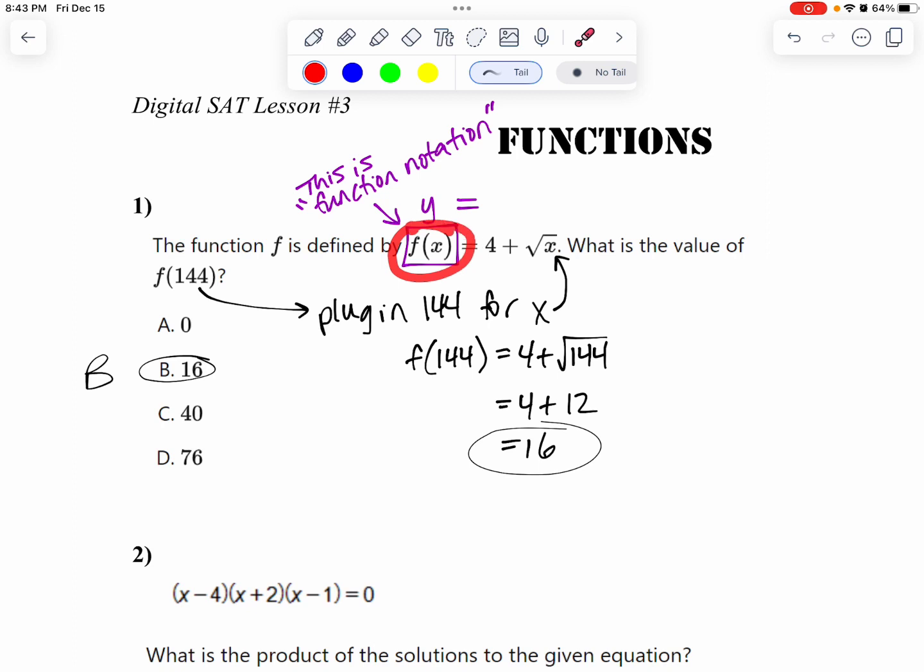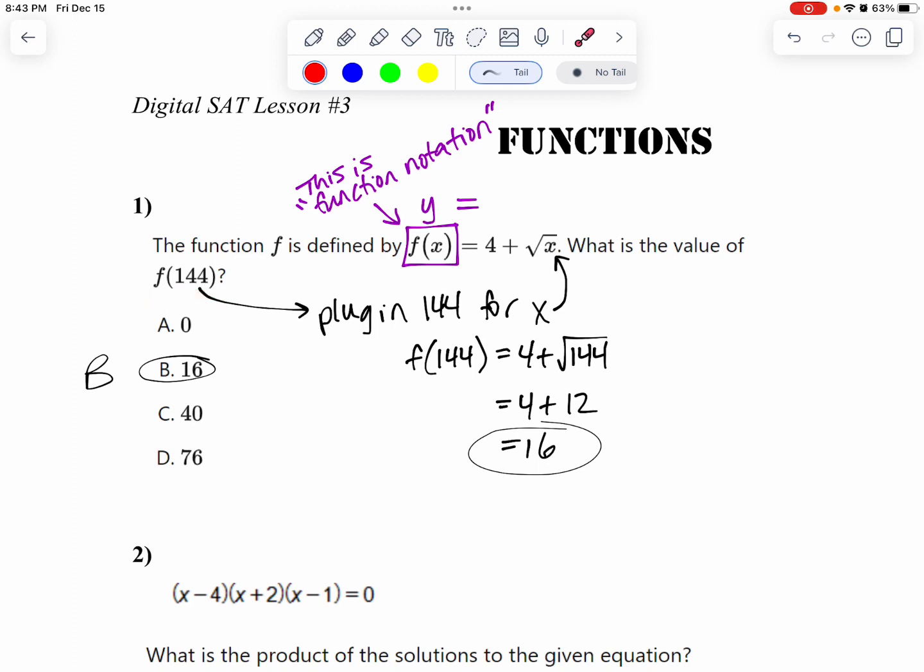We've got f of x. What I want to remind you here is that this is just function notation. The way you read this is f of x. The f means function. This is a function, and I'm using the variable x in it. As you know, sometimes you see f of a, which means there will be an a in the equation. Sometimes you see f of y, which means there will be a y in the equation. Whatever, it doesn't matter. But it asks you for what is the value of f of 144.